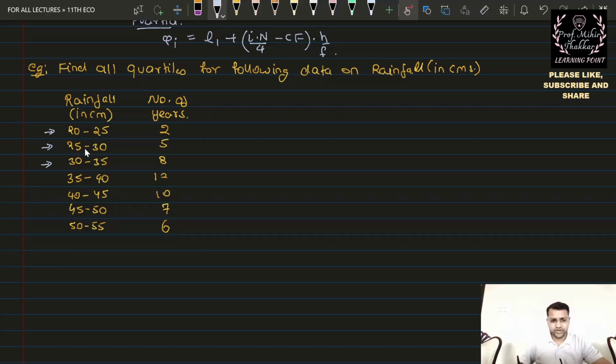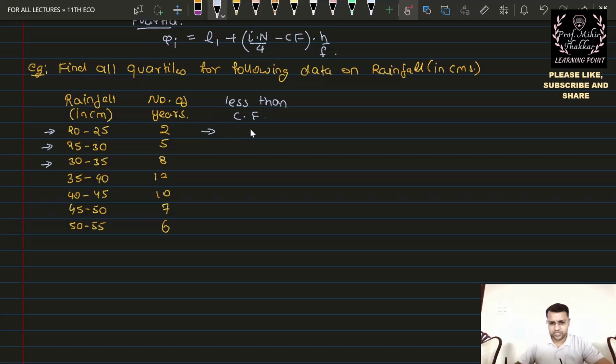So 20, 25, 25, 30, 30, 35. So it is observed that the data is already a continuous data. So I can directly go to my step number 2, according to which I have to first of all find out the cumulative frequency values. So I will make a column for less than cumulative frequency.